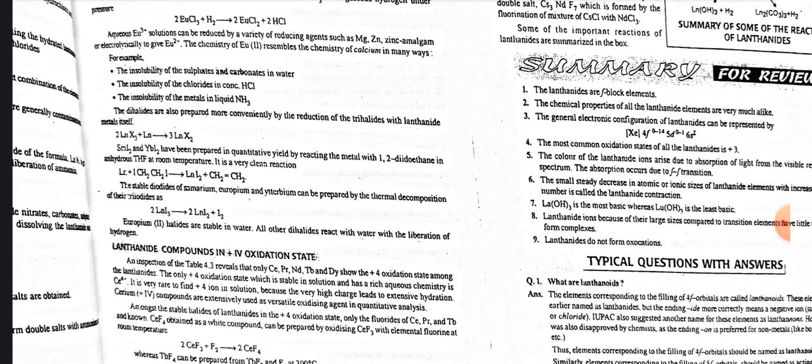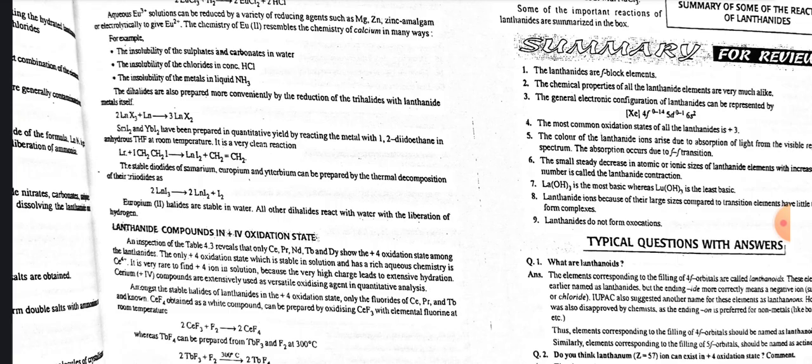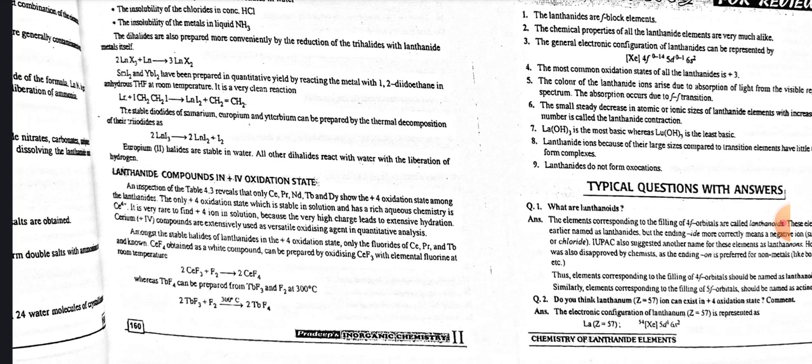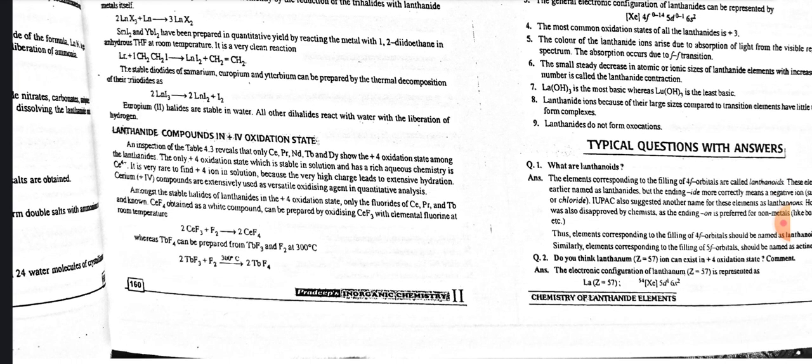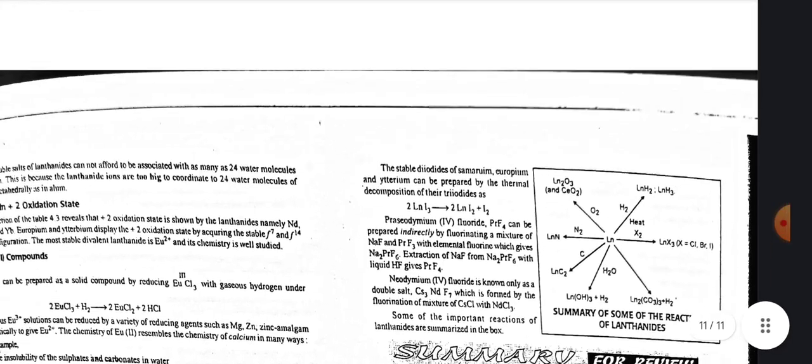The dihalides are also prepared more conventionally by the reduction of the trihalides with the lanthanide metal itself, as TmCl2 has been prepared in quantitative yield by reacting the metal with 1,2-diiodoethane in anhydrous THF. Lanthanide compounds in the +4 oxidation state: an inspection reveals that Ce, Pr, Nd, Tb, and Dy show the +4 oxidation state among the lanthanides. Only cerium in the +4 oxidation state is stable in solution and has a rich aqueous chemistry. Cerium compounds are extensively used as versatile oxidizing agents in quantitative analysis.